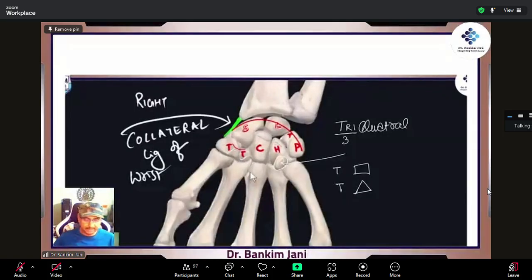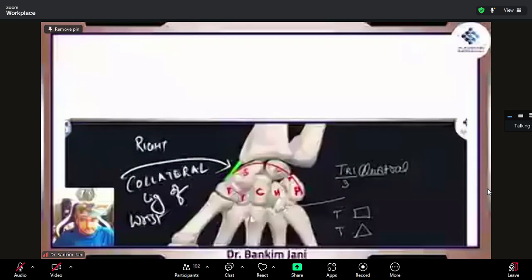Very good. Right. Now, we'll be coming across many of the ligaments which will be called the collateral ligament. Collateral ligament means they just give the support. Say in case of knee, right, the tibial collateral ligament and the fibular collateral ligament. So same way, even in case of wrist, collateral ligament of wrist, right? This is on the radial side.